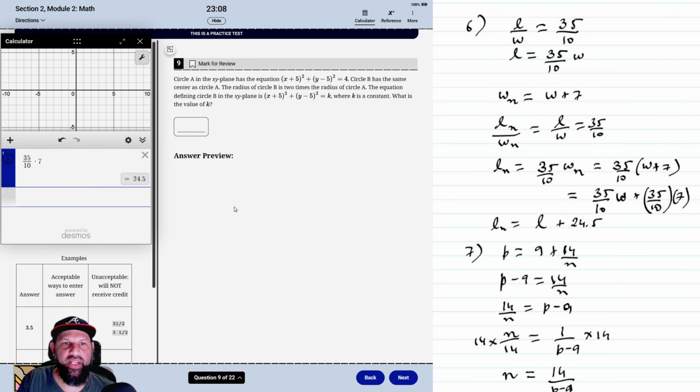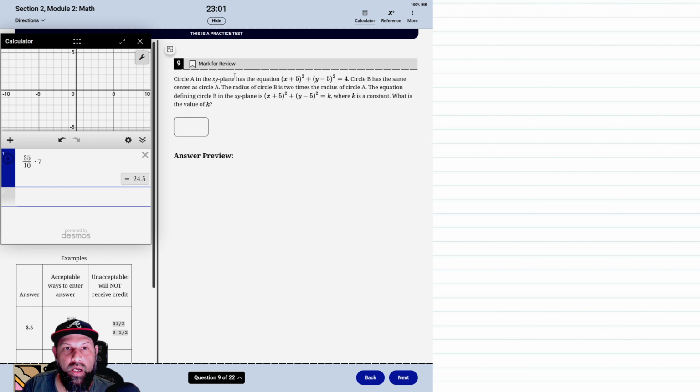Okay. Here, for problem 9, we're given circle A with an equation, and circle B has the same center as circle A, and the radius of circle B is 2 times the radius of circle A. The equation defining circle B in the xy plane has the same left hand side as that of circle A, but the right hand side is k, where k is a constant. What is the value of k?